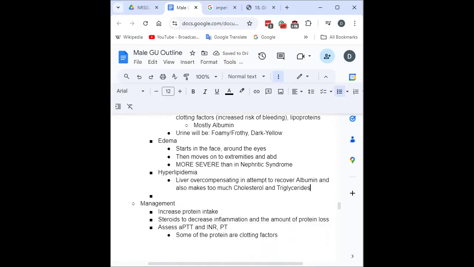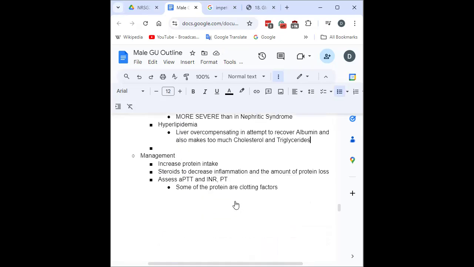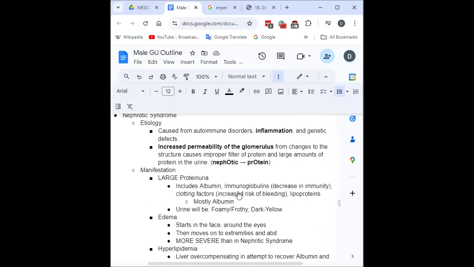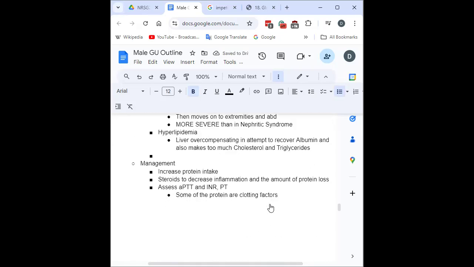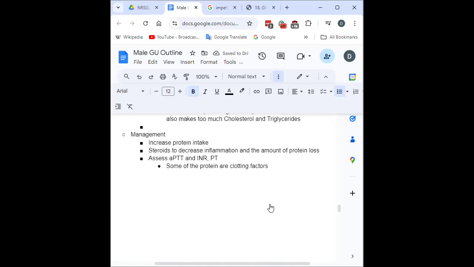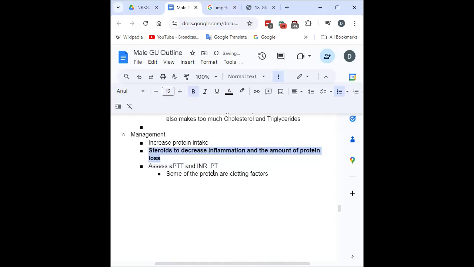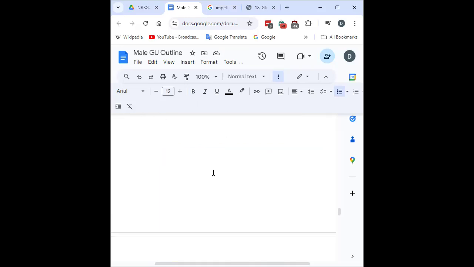What exactly will help with the loss of protein? Like I mentioned here, the loss of protein is being caused by the increased permeability due to inflammation. So if you decrease the inflammation, that's going to help with that. You can see this one here, right? Steroids are good for inflammation, and so if you are decreasing the inflammation, you'll have less leakage, and then you'll have less protein loss. Does that make sense?